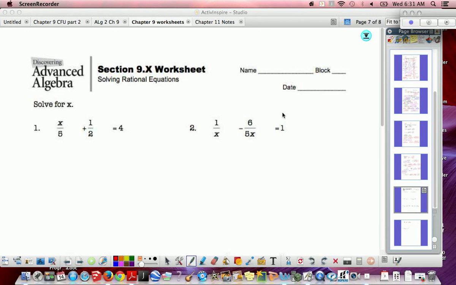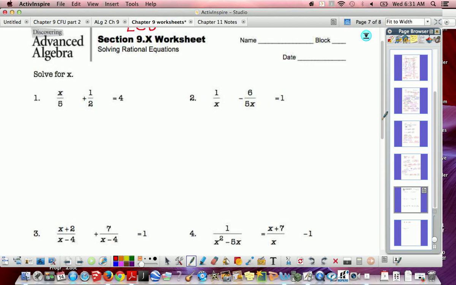All right, good afternoon. Let's take a look at your section 9.x worksheet from today's lesson. Here we are solving rational equations. Anytime you're trying to solve a rational equation, you're trying to find the least common denominator between all of your fractions within your equation. So like on number 1 here, I'm going to put a 1 under the 4 to help us out.